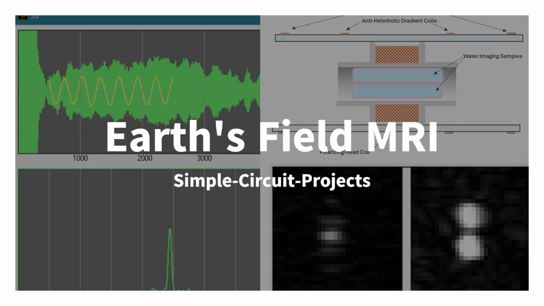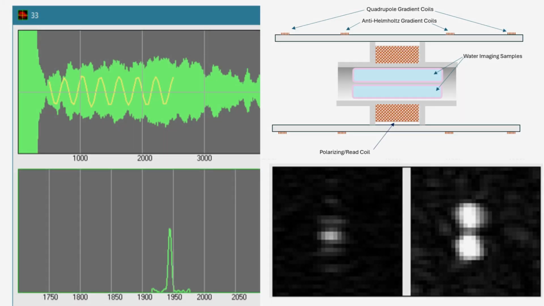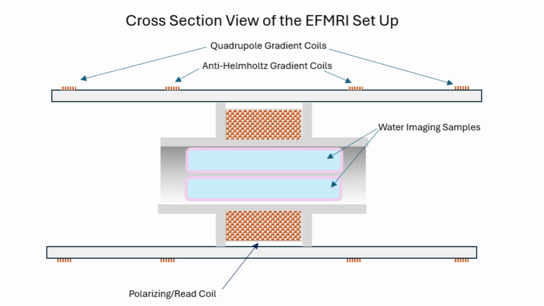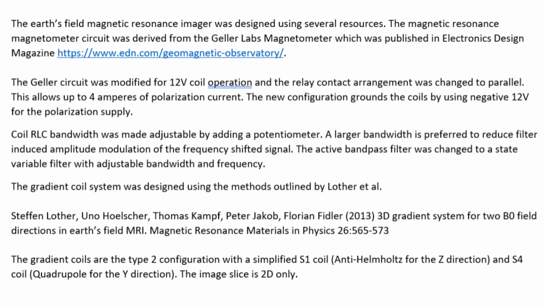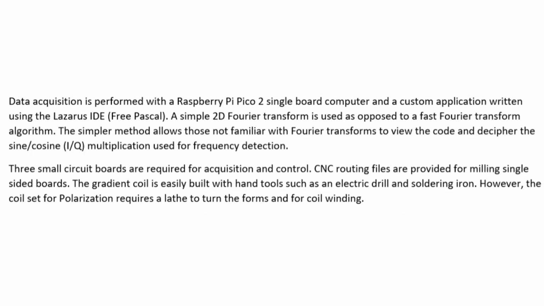This is a short video showing a simple 2D Earth's field MRI. The project consists of gradient coils surrounding an NMR magnetometer. The magnetometer is a modified Geller Labs design. Gradient coils were designed per the Lothar et al. research article. Three small circuit boards provide polarization, switching, amplification, filtering, gradient control, and analog conversion.